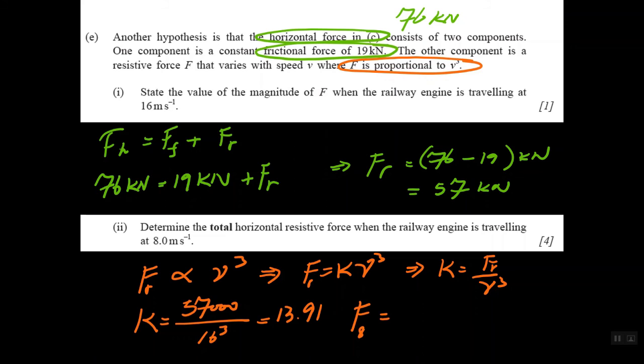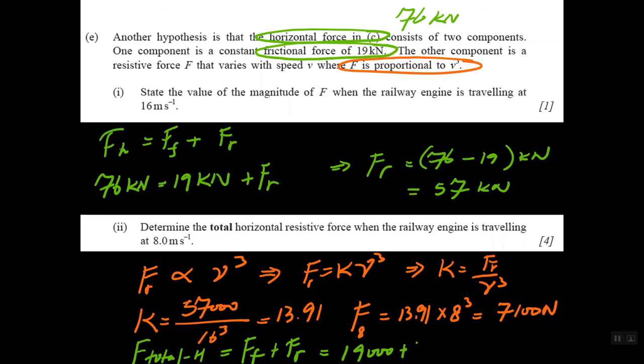In this case, the velocity is 8, so k is 13.91 times the velocity, now 8 cubed. That gives us 7,100 newton. Now the total horizontal force equals the frictional force plus the resistive force. The frictional force is still the same, 19,000, plus the resistive force, 7,100. That gives us 26,000 newton or 26 kilonewton.